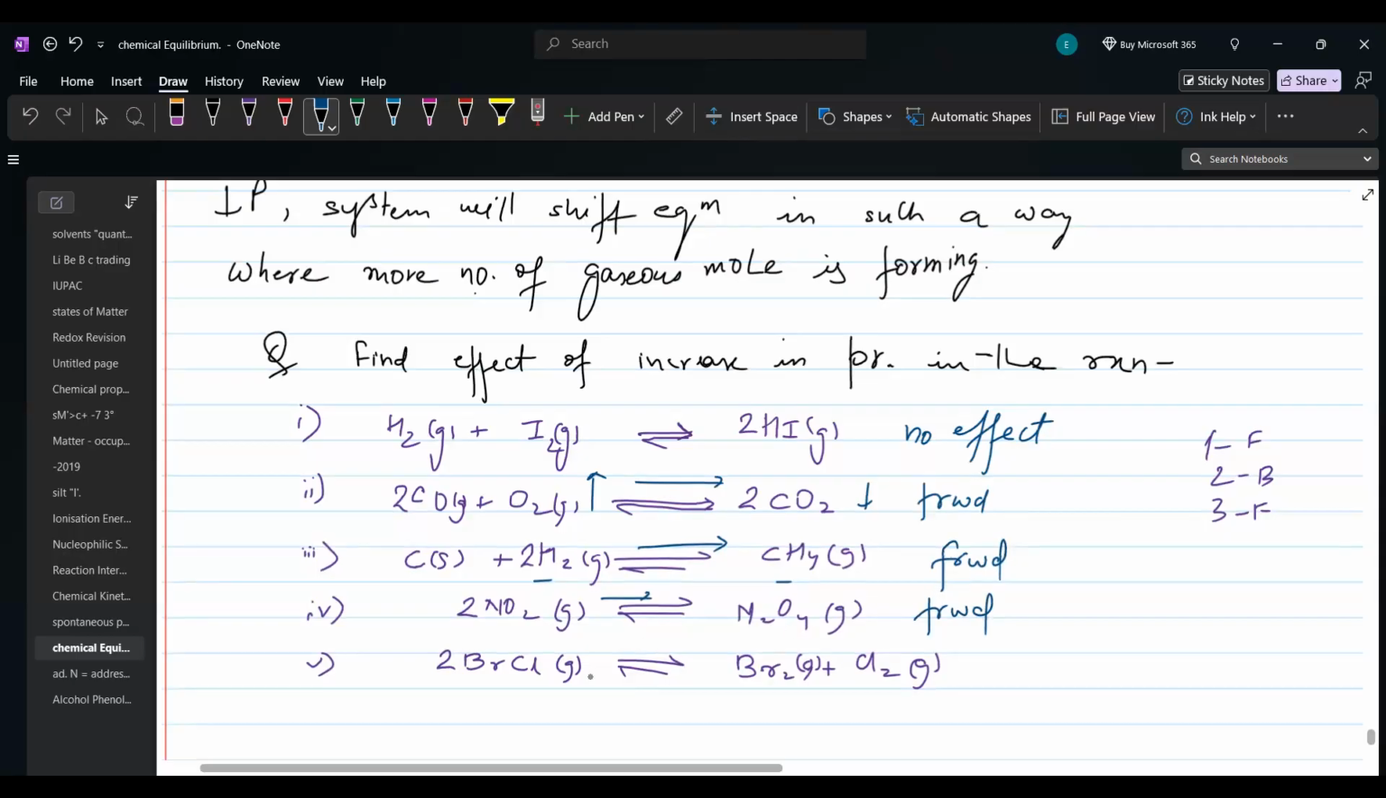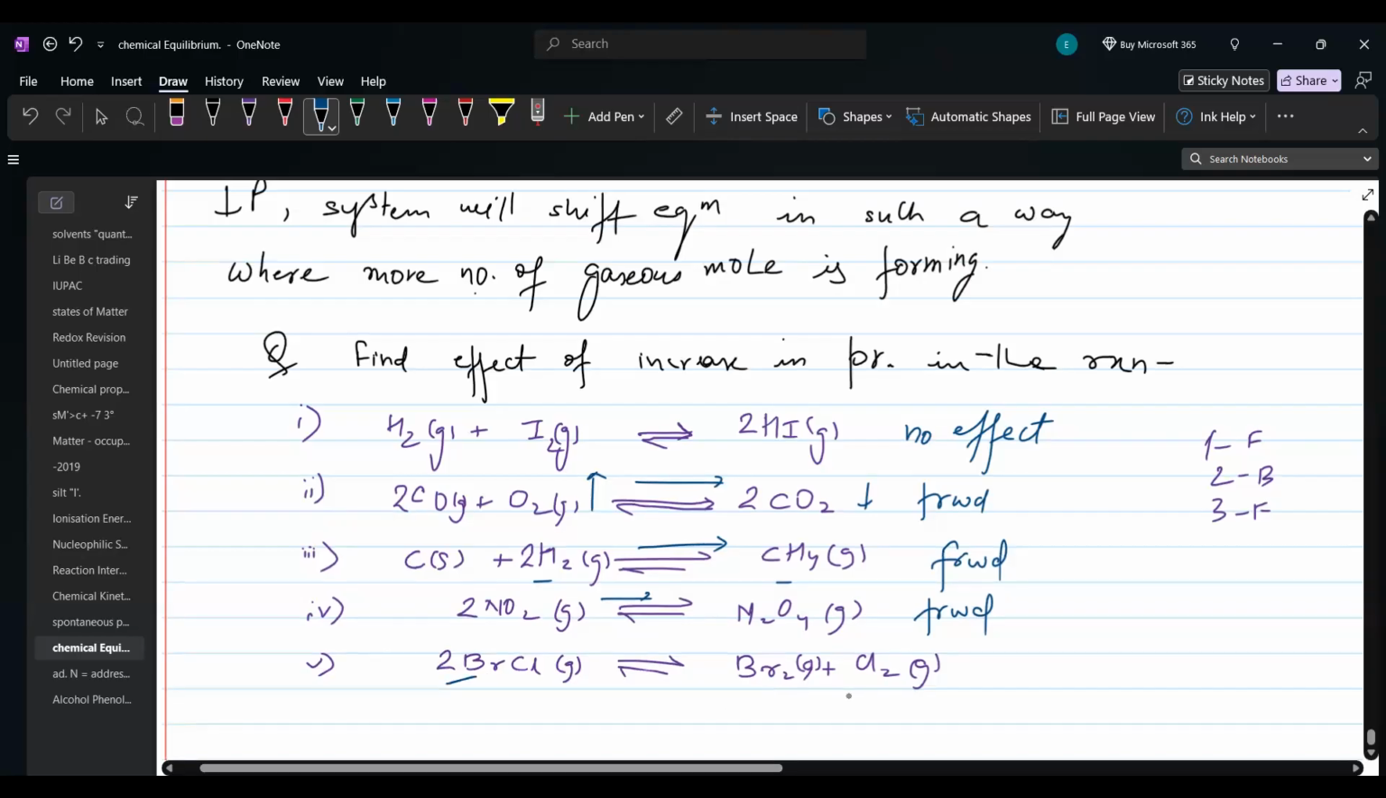For example, the last one, 2HBr and bromine. Here there are 2 moles of gas on one side and 2 moles of gas on the other side. So there will be no effect on the equilibrium.